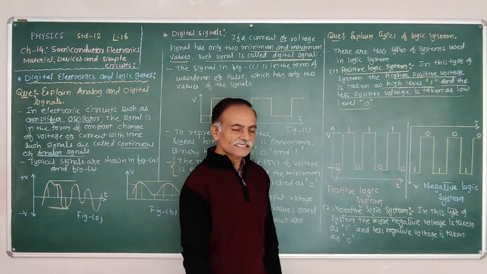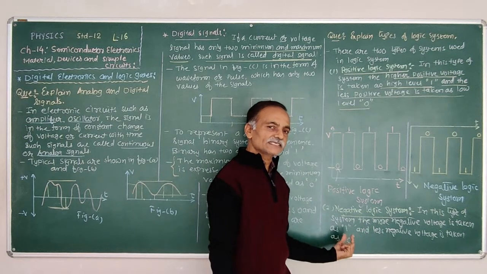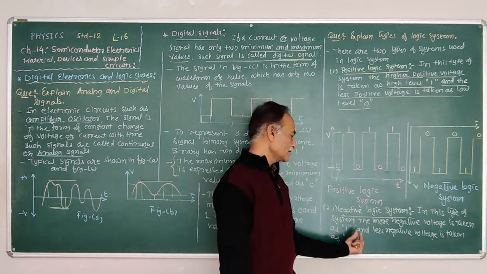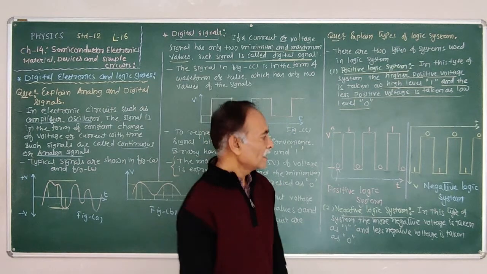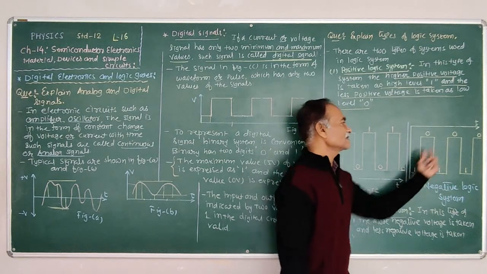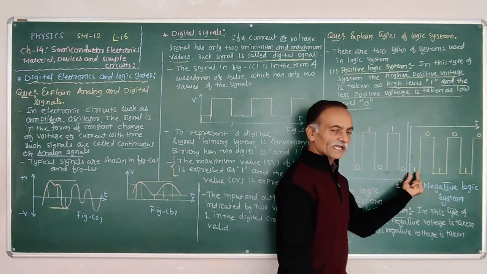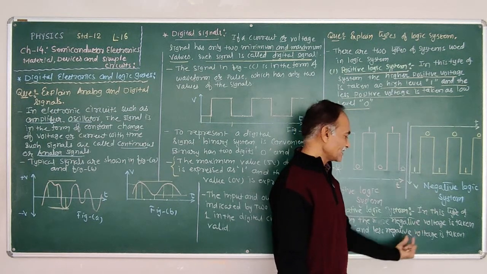Now, the negative logic system. In this type of system, the more negative voltage is taken as 1 and less negative voltage is taken as 0. Here the negative logic system is shown in the figure, a voltage versus time graph. More negative voltage is taken as 1 and less negative voltage is taken as 0.